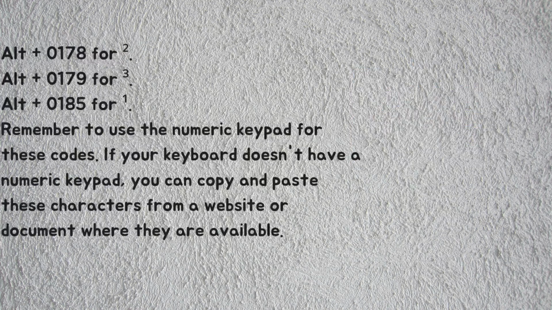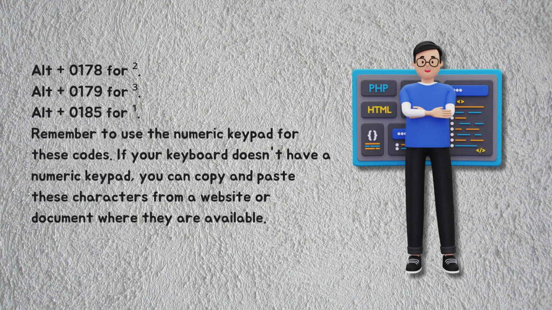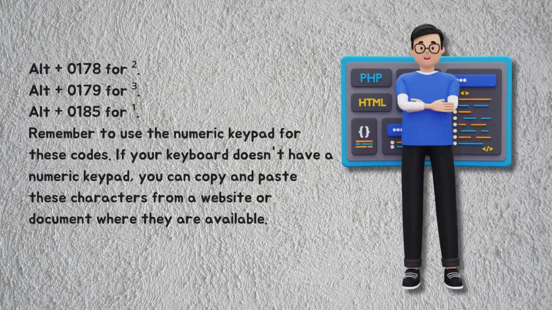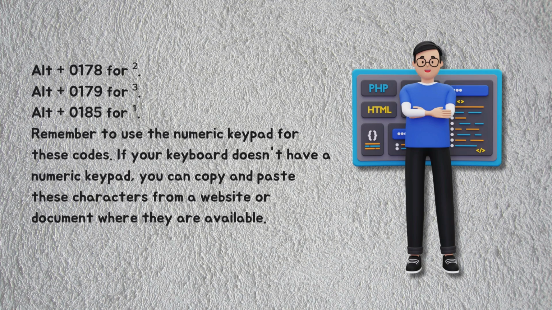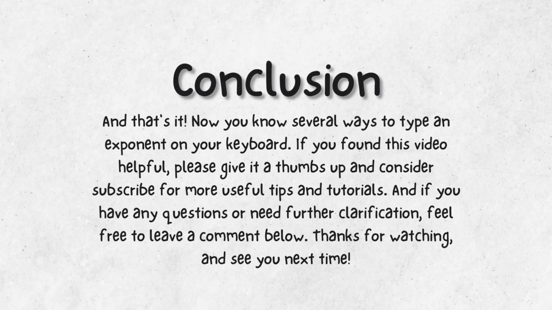Here are the codes. Alt 0178 for 2, Alt 0179 for 3, and Alt 0185 for 1. Remember to use the numeric keypad for these codes. If your keyboard doesn't have a numeric keypad, you can copy and paste these characters from a website or document where they are available. And that's it.